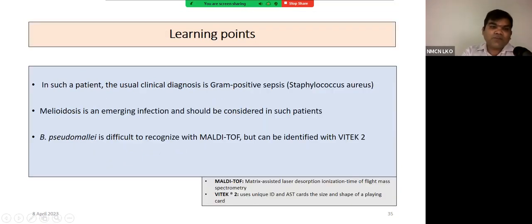The learning point from this case is that in such a patient, the usual clinical diagnosis is gram-positive sepsis, usually by Staph aureus. But melioidosis is an emerging infection and should be considered in such patients. However, Burkholderia pseudomallei is difficult to recognize with MALDI-TOF techniques, but can be identified with the Vitek-2 method. So closed loop communication between treating clinicians and microbiologists is necessary.